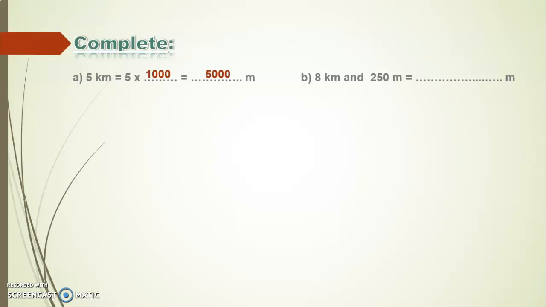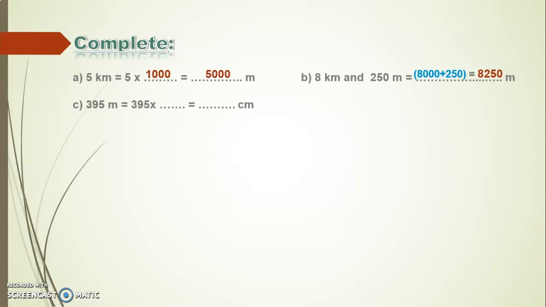Number 8 kilometers and 250 meters. How can I solve this? I can't add kilometers and meters together. I must have only one unit. So I will convert the kilometers to meters. So the 8 kilometers will be 8000 plus 250. It will be 8250 meters.